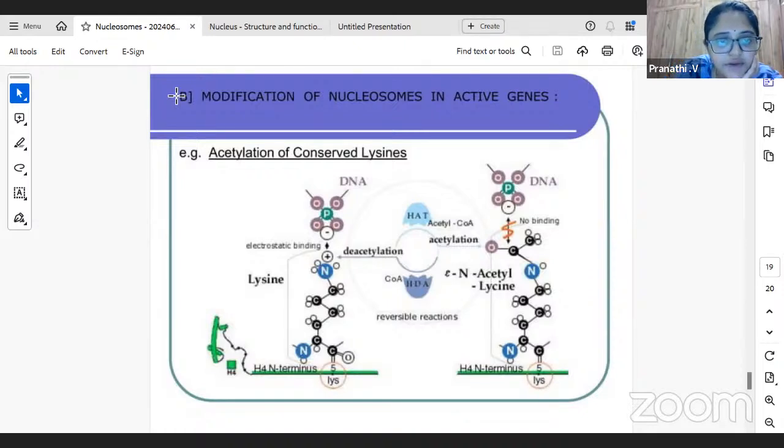Now we have seen C value, we have seen nuclear structure, nuclear pore complex, we have read about the C value paradox, we have seen nucleosomes. Now we are going to have a look at the giant lampbrush chromosomes or the polytene chromosomes.